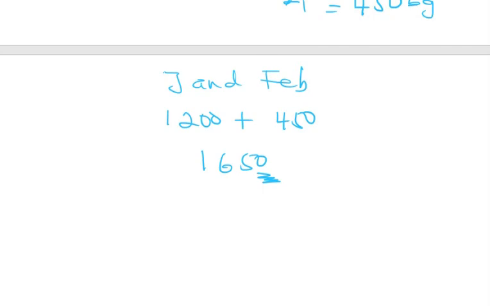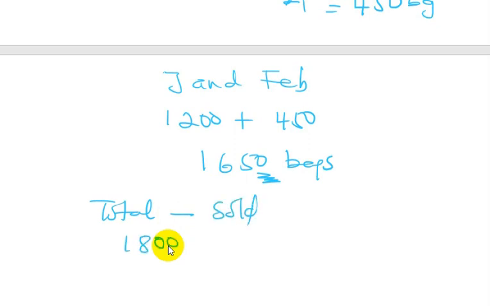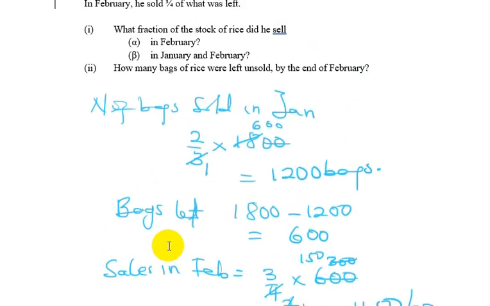Then we are told to find the number of bags left. The total bags minus what was sold, so it will be 1,800 minus 1,650. Okay, so 1,800 minus 1,650 is going to give us 150 bags. So that's the bags of rice left.